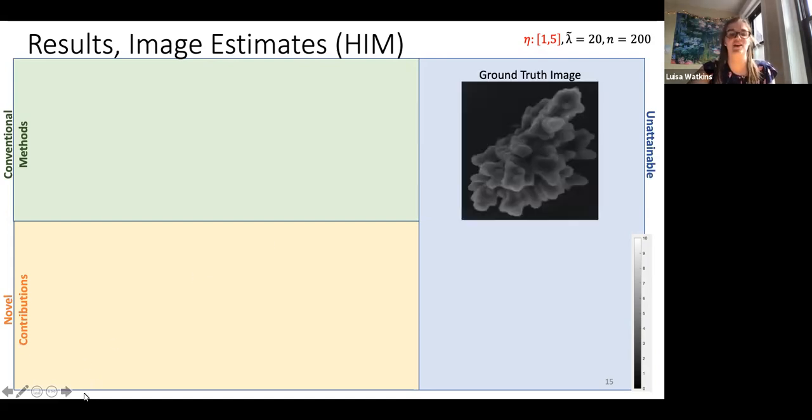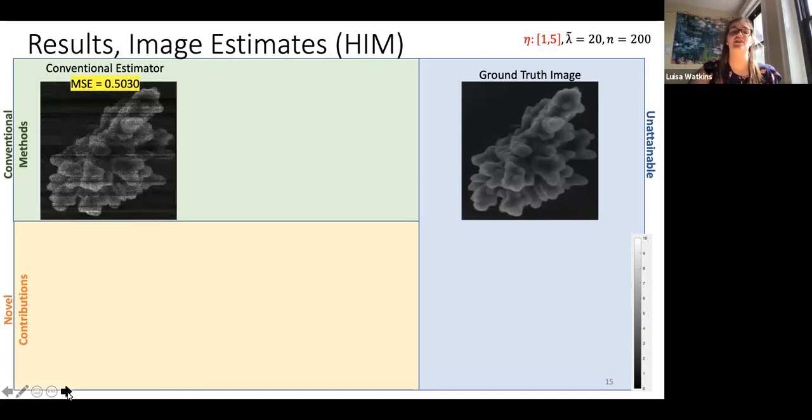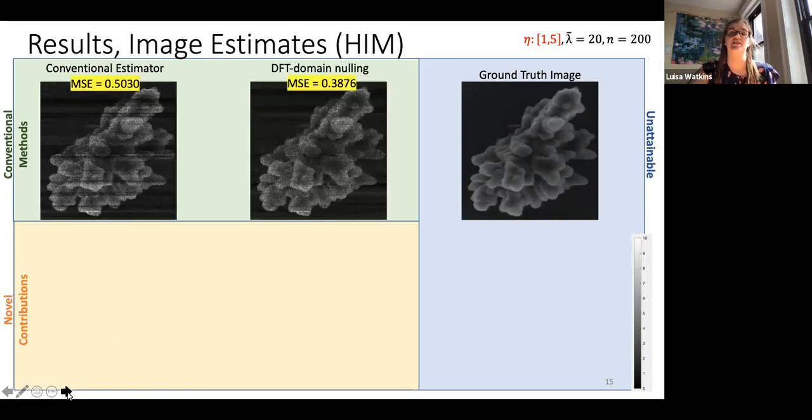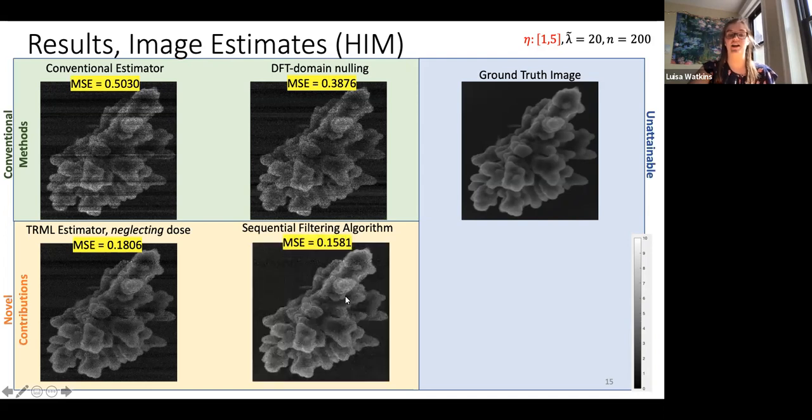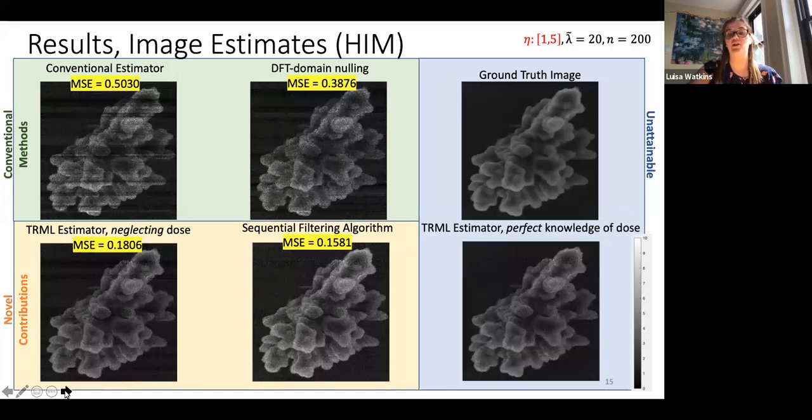I've shown this multiple times, that we have our ground truth image. This is the conventional estimated image. This is the DFT domain nulling. This is the TRML neglecting the dose. So this is what I had shown on that plot. This is the sequential filtering algorithm. So if you see, we're able to do even better. And then the unattainable is this perfect knowledge of the dose, where there's still some error, but knowing the dose, we're able to do a much better job. And the idea here is that I'm trying to get as close to this as possible.